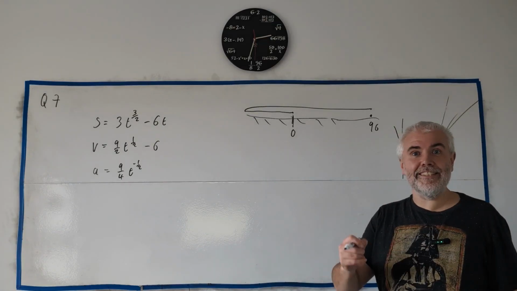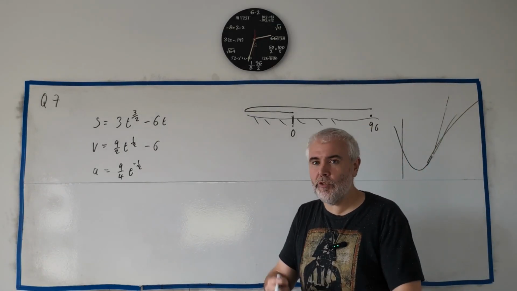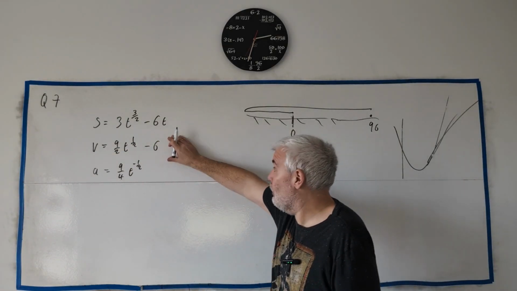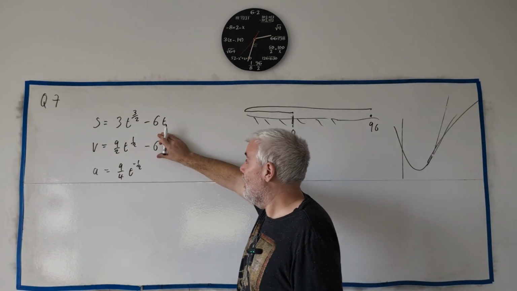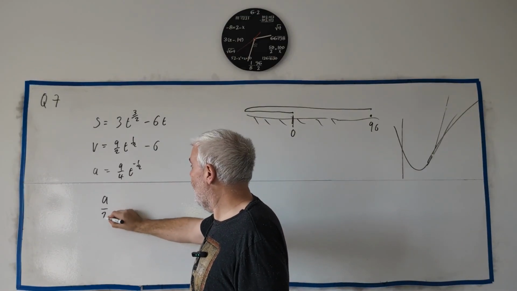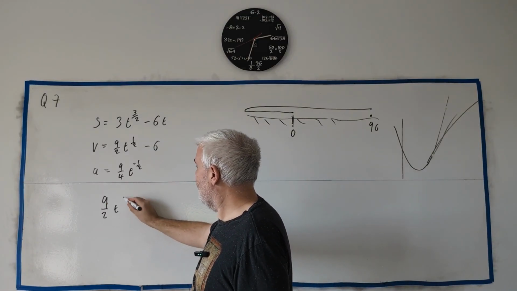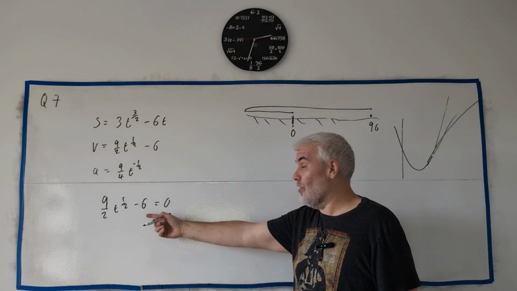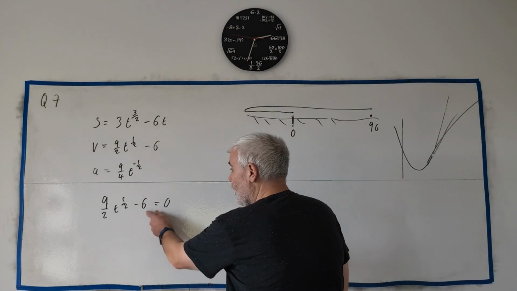Okay, so when's it instantaneously at rest? It comes up a lot, that word. At rest, it means the velocity is 0. That's what they want. They wanted you to find this line here and they want you to put it equal to 0. 9 over 2 t to the power of a half minus 6 is equal to 0. They want you to solve that. That's it. There's only one unknown.